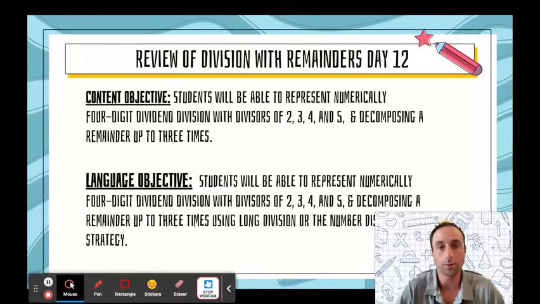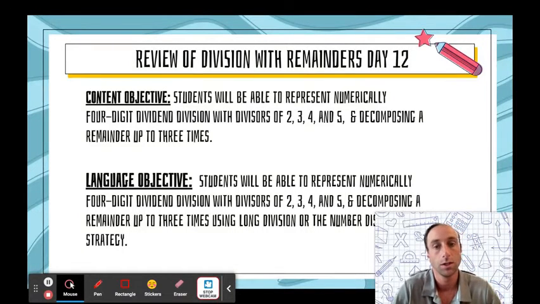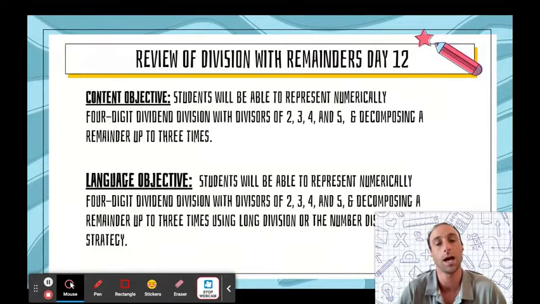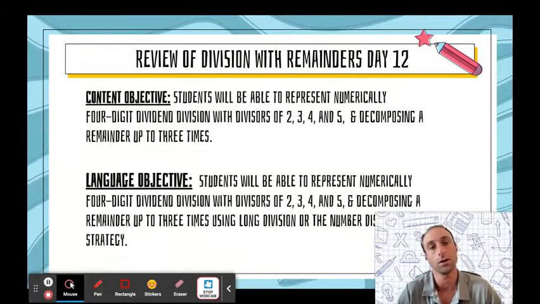Students will be able to represent numerically 4-digit dividend division with divisors of 2, 3, 4, and 5, and decomposing a remainder up to 3 times using either long division or the number dish strategy that we've practiced in our last video.